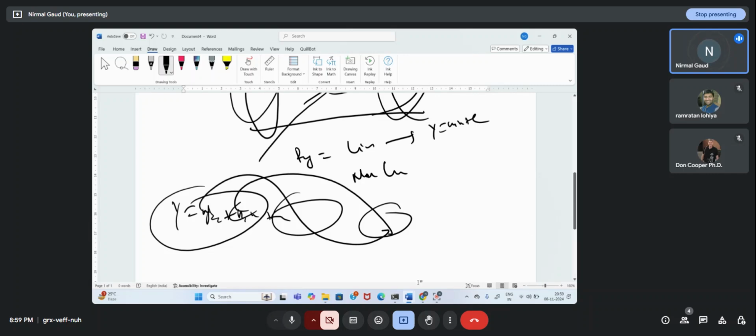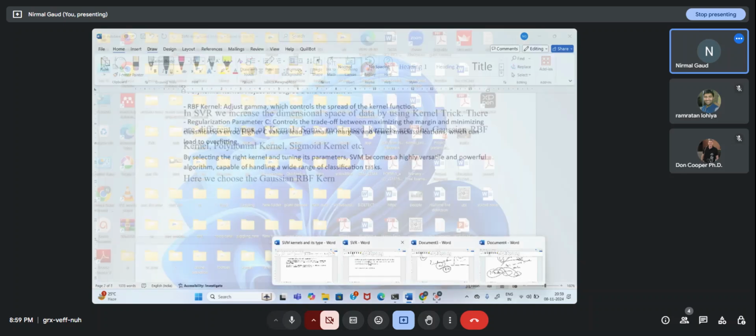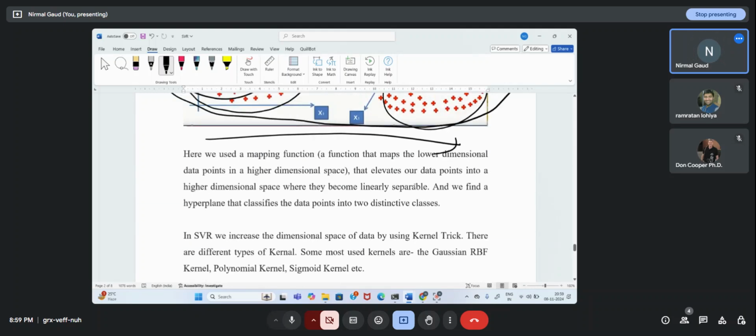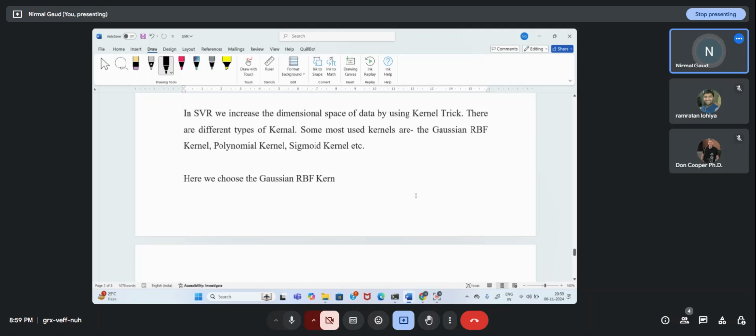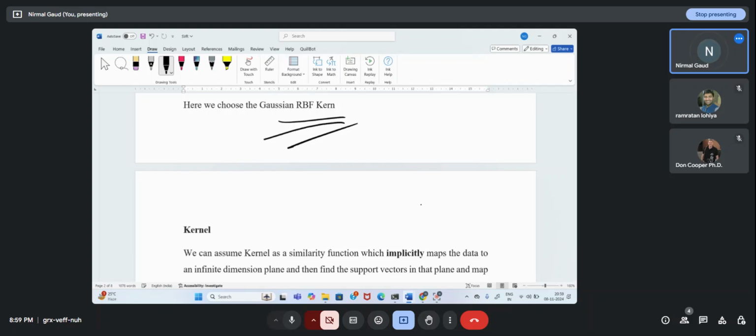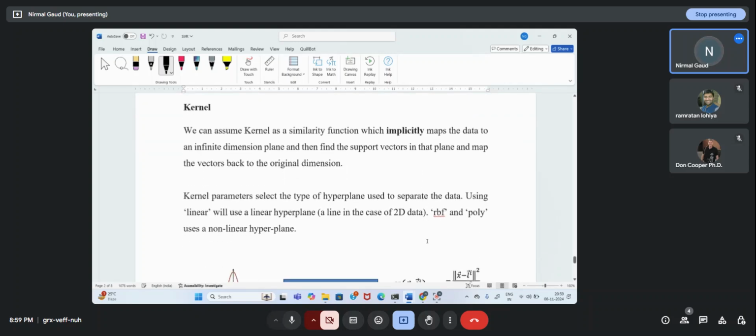Okay, fine. So that's the concept which they are mentioning here. And we do have many kernels, like Gaussian RBF kernel, polynomial kernel, sigmoid kernel. By default, that is RBF, radial basis function. So we can assume kernel as a similarity function which implicitly maps the data to infinite dimension plane.